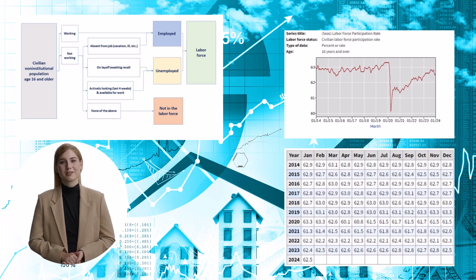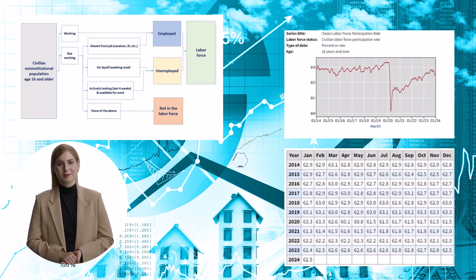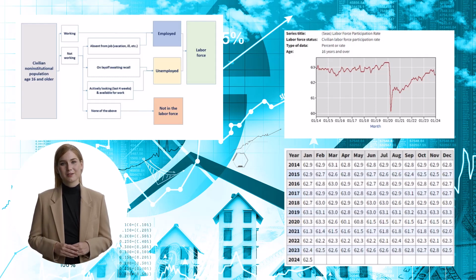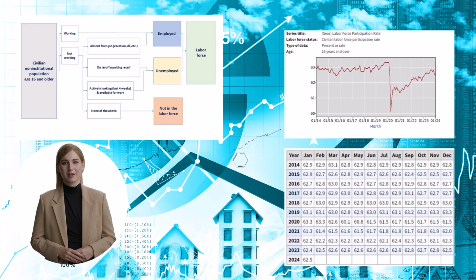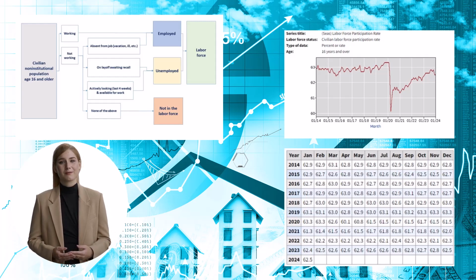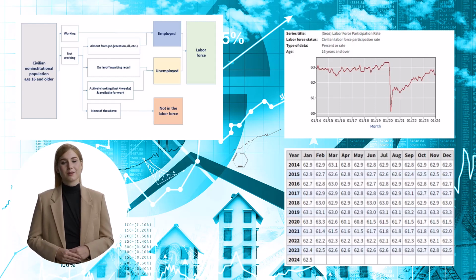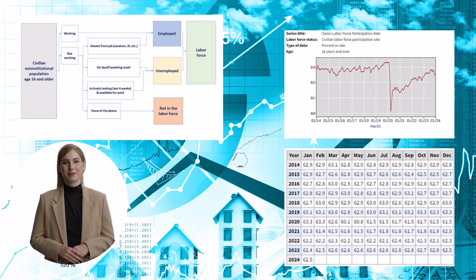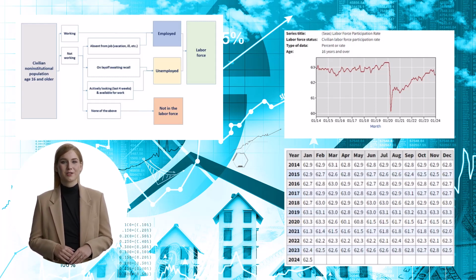The LFPR serves as an indicator of the proportion of the working-age population that is actively engaged in the labor market. A high LFPR can indicate a strong labor market and a more productive economy, while a declining LFPR can signal potential economic challenges. The LFPR affects policy considerations related to workforce development, retirement planning, Social Security, and other social welfare programs. Policymakers use this information to design and adjust policies to address the workforce's needs.